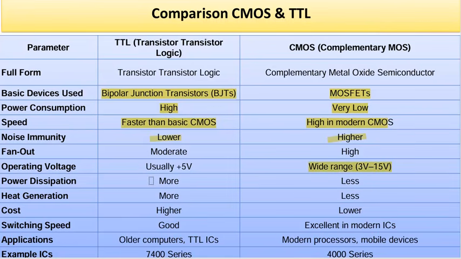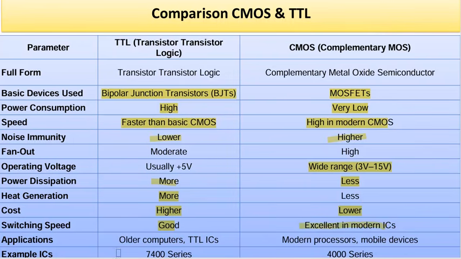Now power dissipation is more in the TTL and it is less in the CMOS. Very simple comparison is there. The heat generation is more in the TTL than the CMOS. The cost is higher in TTL. The CMOS cost is low. The switching speed is good in TTL and it is excellent in the modern ICs.